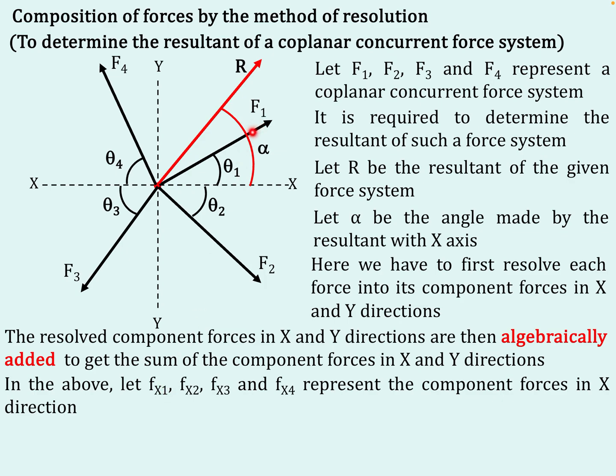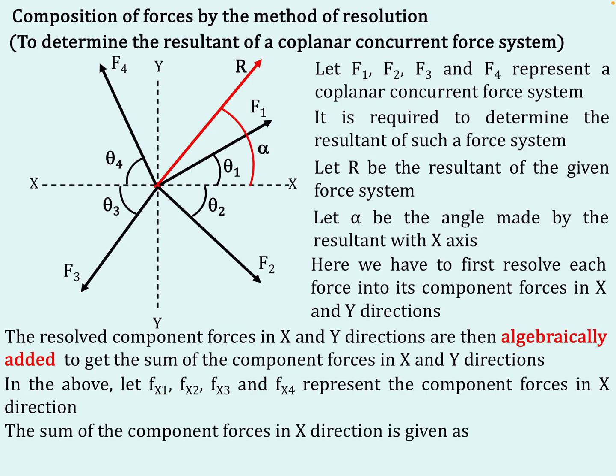So that Fx1 is nothing but F1 cos theta 1, and Fx2 is nothing but the x component of the force F2, which is nothing but F2 cos theta 2, and Fx3 is nothing but the x component of this force F3, which is nothing but F3 cos theta 3, and Fx4 is nothing but the x component of the force F4, which is nothing but F4 cos theta 4. So this is the procedure. Similarly, the y components we call them as Fy1, Fy2, Fy3, and Fy4.